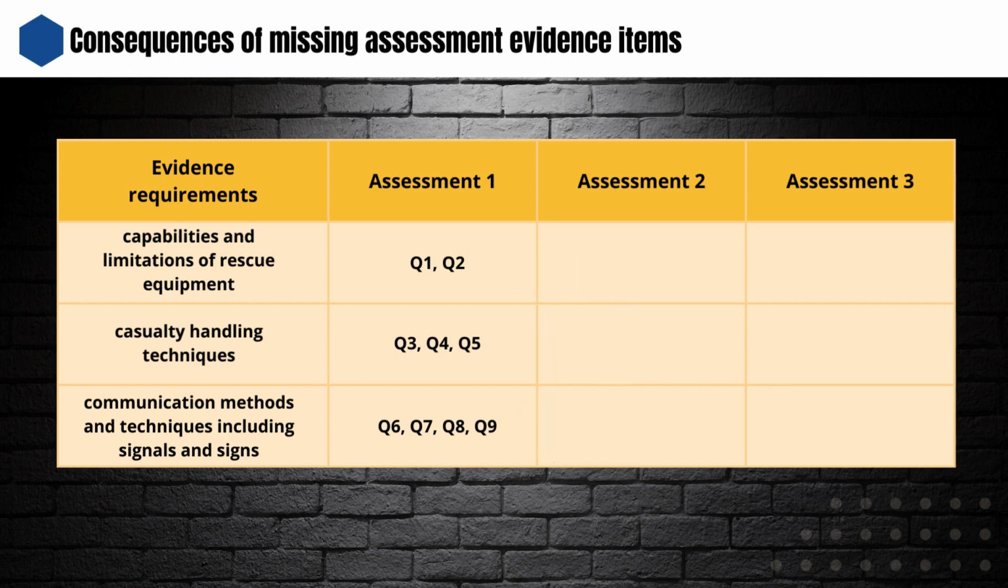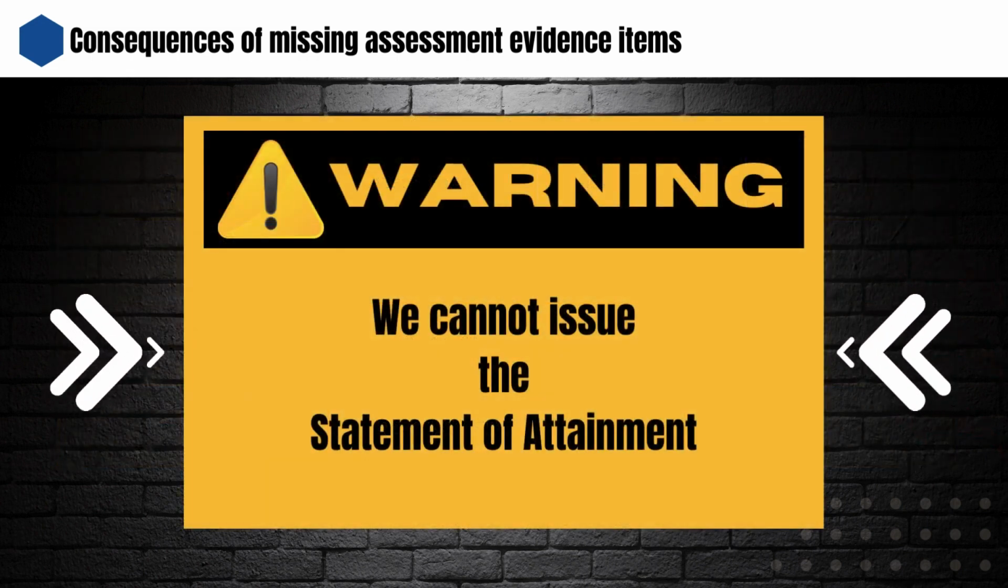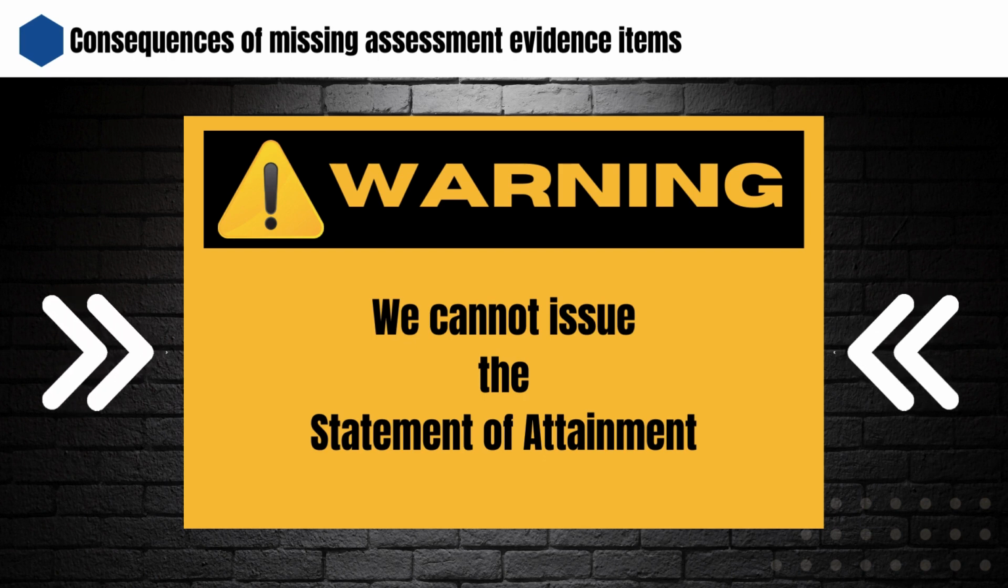So if you do not submit Assessment 1, then we do not have the evidence that the student is competent in those things because those things are not covered in Assessment 2 or Assessment 3. The consequence of this is that we cannot issue the student's statement of attainment until we receive Assessment 1.